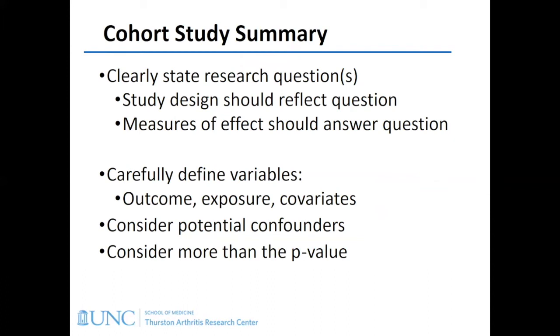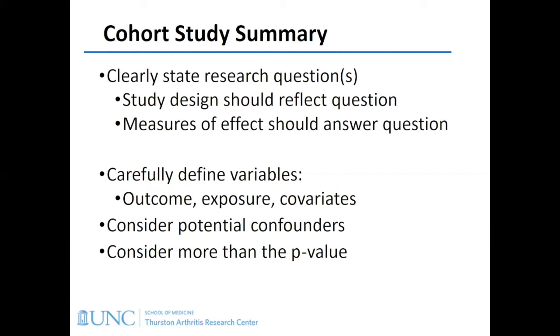Okay, so in summary, for talking about cohort studies, it's important to clearly state your research question up front, because this can determine the study design that you use, whether you want to look at something cross-sectionally or longitudinally, and it can also determine the measure of effect that you want to look at. As I mentioned, you might have to make a choice between looking at prevalence versus odds ratios based on how common your outcome is. And if you're planning to do a longitudinal analysis, you would want to look at incidence or an incidence rate.